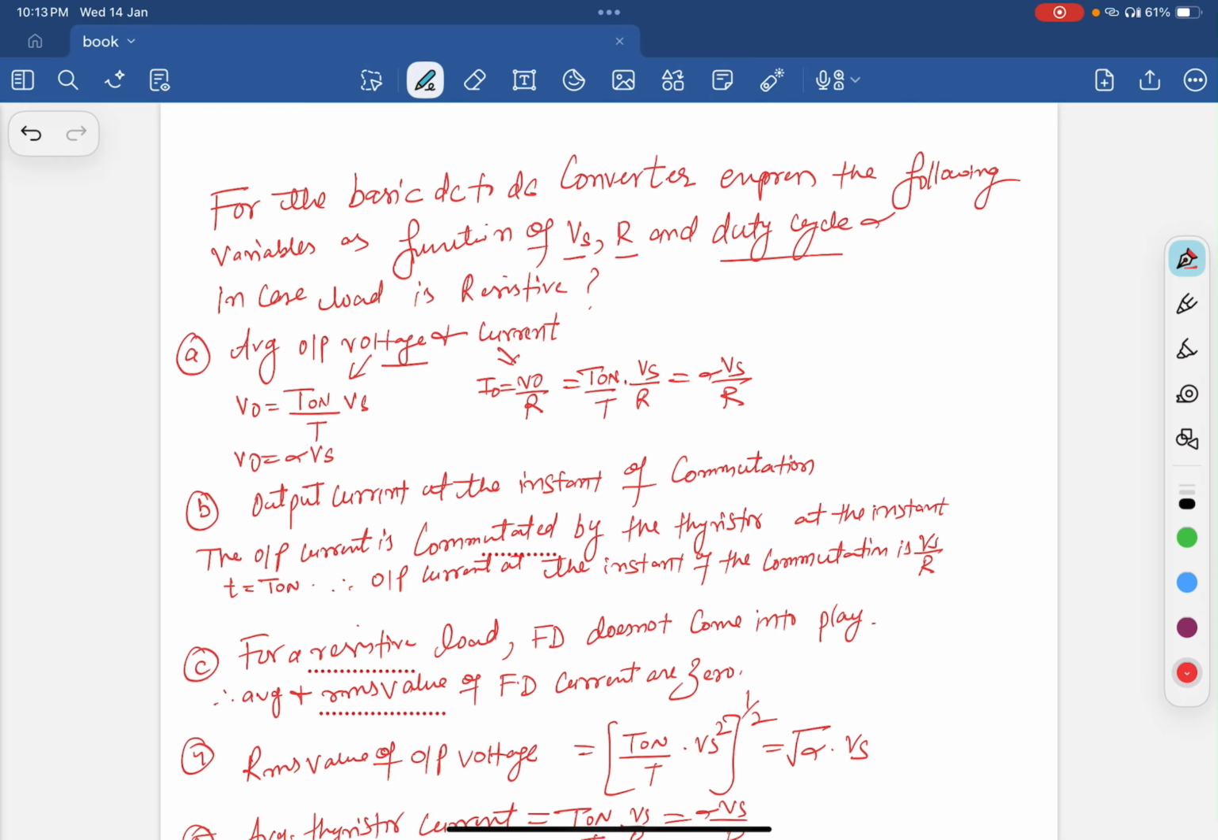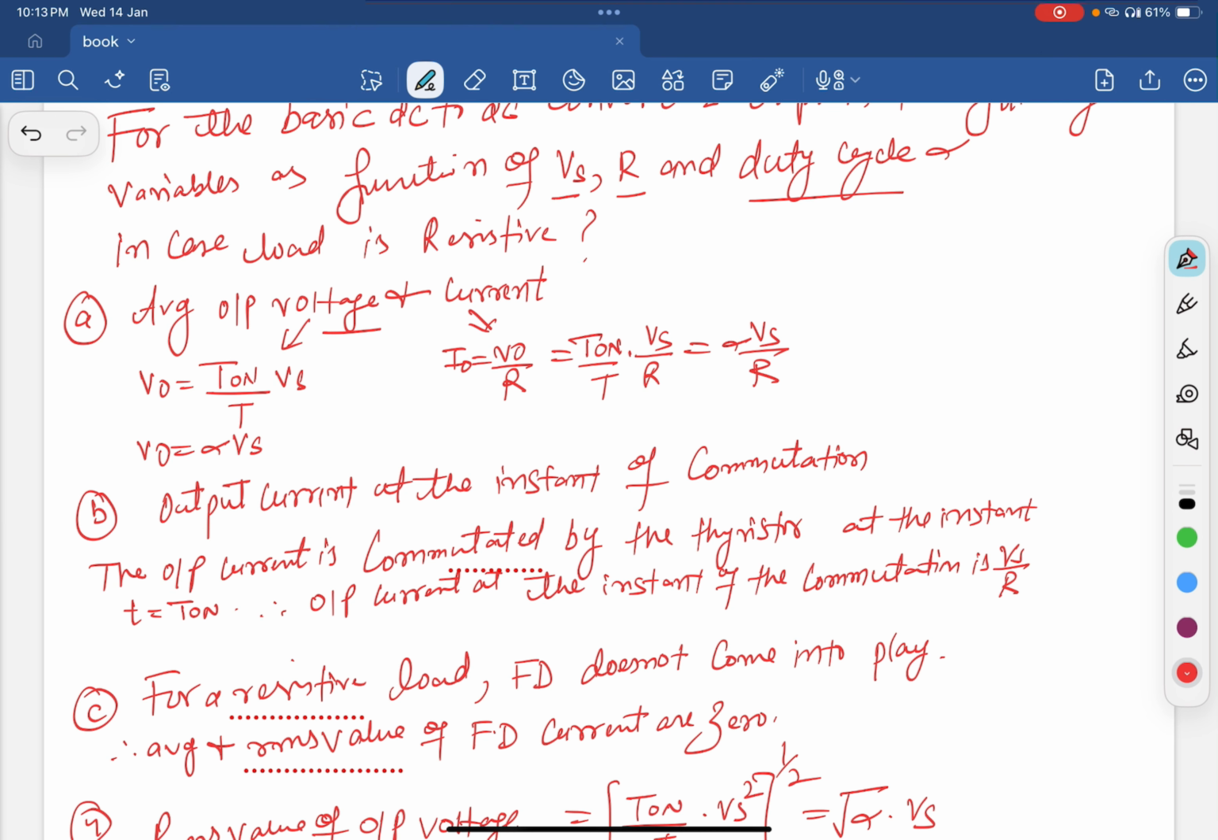Today we will discuss the basic DC to DC converter. Express the following variables as a function of source voltage, the resistor, and the duty cycle alpha in the case of a resistive load. As you can see in part A, how do we calculate the average output voltage and the current?